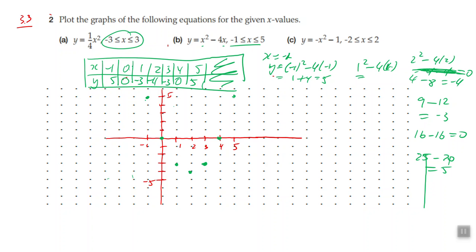So all I need to do is join the dots, and we should get our quadratic. And that's our parabola shape. Now, as you can see, the turning point is here. So our turning point is at 2, -4. And our axis of symmetry, AOS, is when x equals 2, if I draw a line there. So hopefully that helps you get an idea of how to plot a graph.